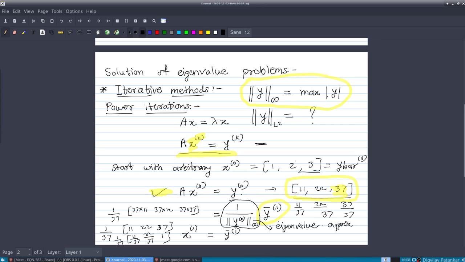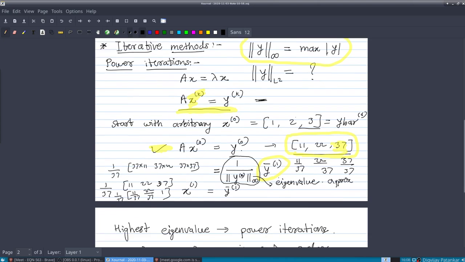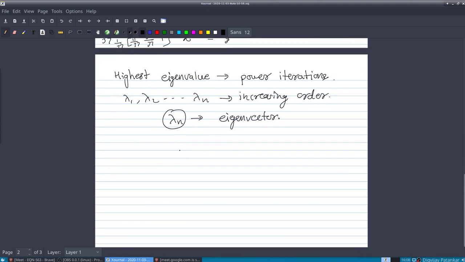The characteristic of this method was that it will always gravitate towards the highest eigenvalue. So that's why using this approach you will get only the highest eigenvalue for the system defined by matrix A. Now what if I want to find out the lowest eigenvalue? This gives me only the highest eigenvalue, but I want to find out the lowest eigenvalue.